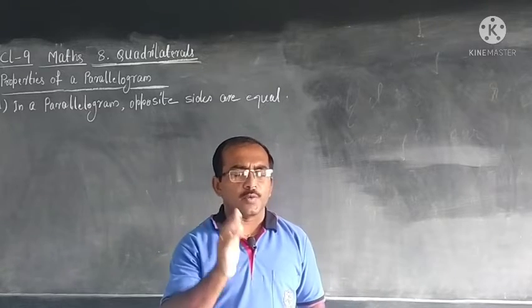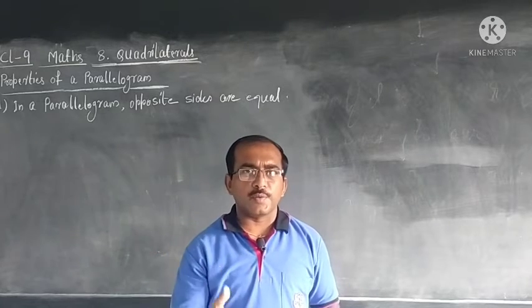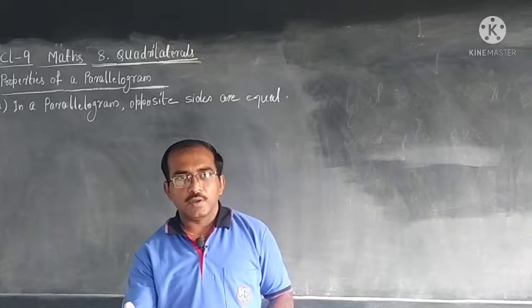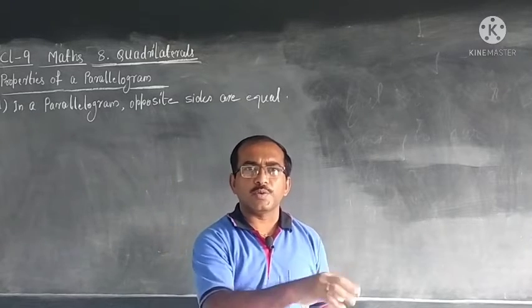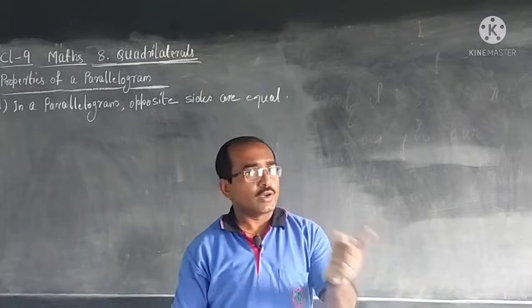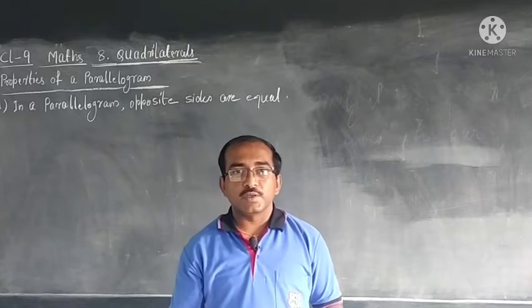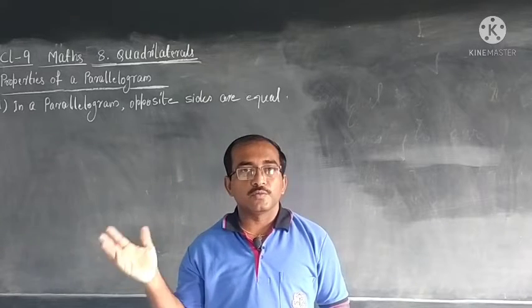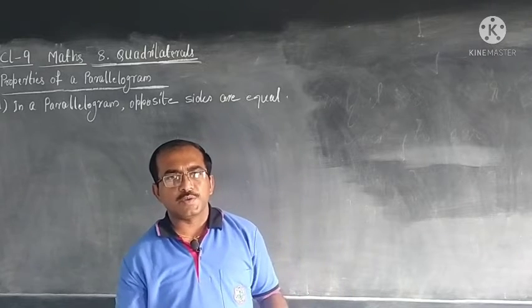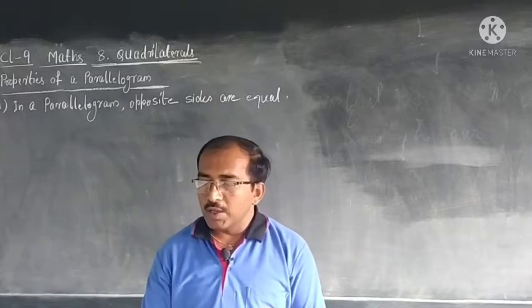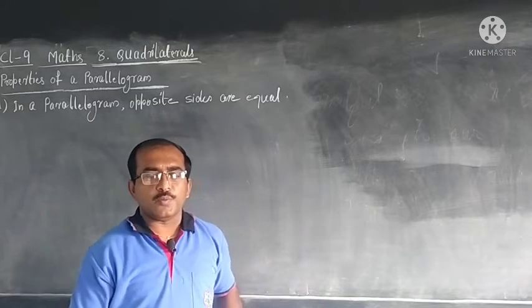Like this, if we hear the word square, what comes to our mind? That all 4 sides are equal, but opposite sides are also equal in a square. That means a square is also a parallelogram. A parallelogram is not necessarily a square, but a square is a parallelogram. Similarly, a rectangle may be a square, and a parallelogram itself is a parallelogram. So, these things we will keep in mind. Then we will see another property of a parallelogram.